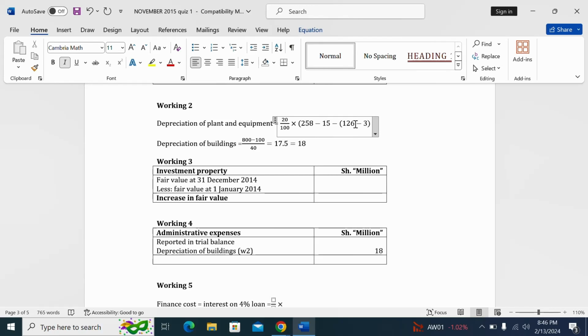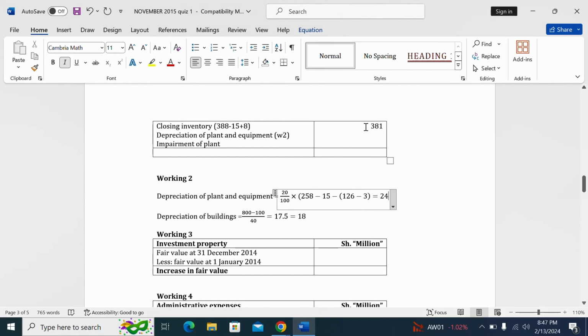And therefore, we are going to calculate our depreciation on the balance. Therefore, we say 258, we minus 15, then we minus 126 minus 3. We are getting 120. Then we take 20 multiplied by 120 divided by 100. We get our depreciation is 24 million. And the depreciation of plant and equipment is being treated as a cost of sale. Therefore, we are going to put it here as a cost of sale.